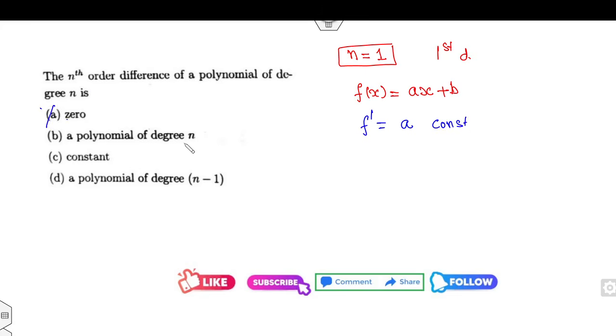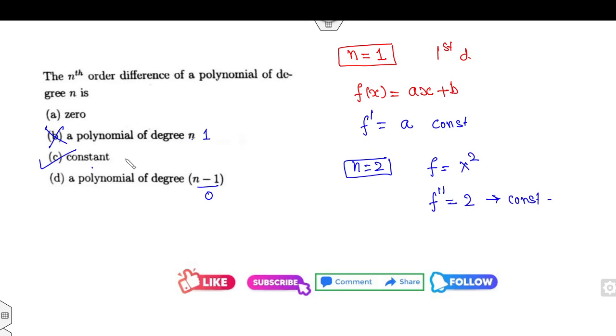Polynomial of degree 1? That's wrong. It's a constant, a polynomial of degree 0. Now it may be option A, C or D. If I choose n equal to 2, then f(x) is my x square. Then the second derivative is my 2, which is always a constant number. It can never be 0. It can never be a polynomial of degree 2. It is always a constant. C is my right answer for this problem.